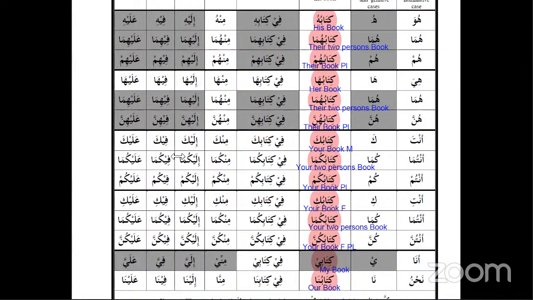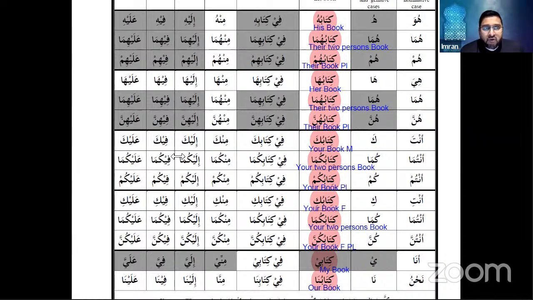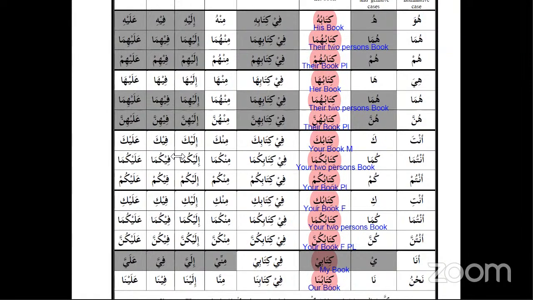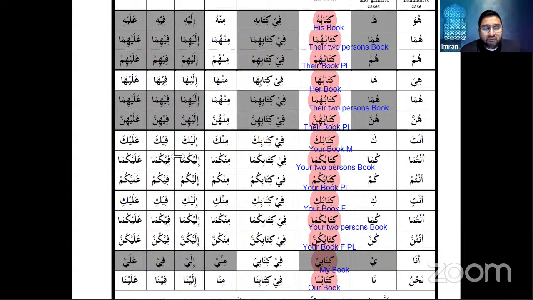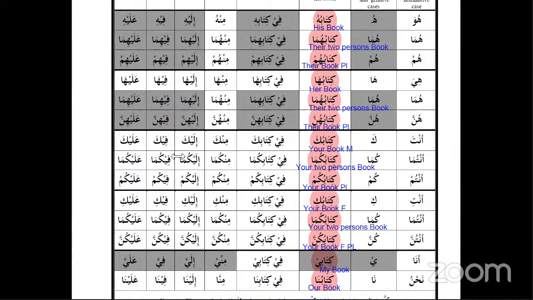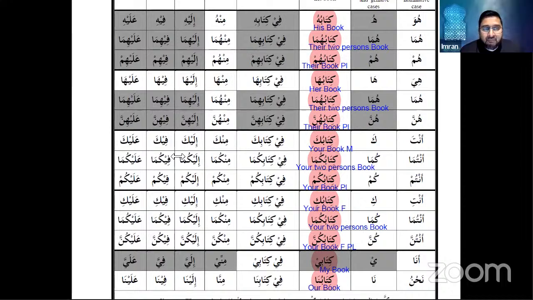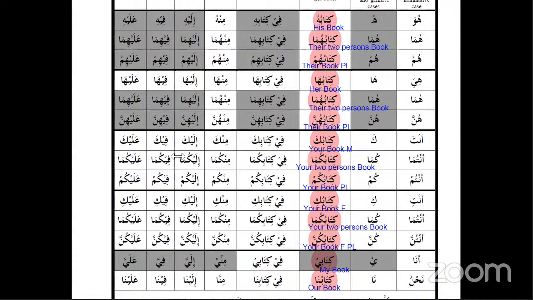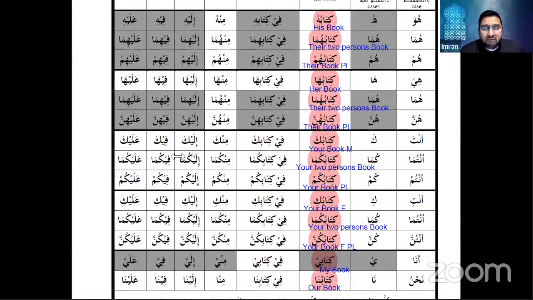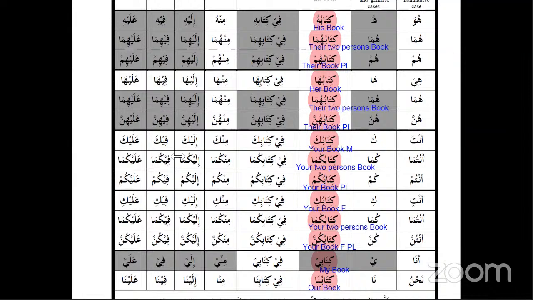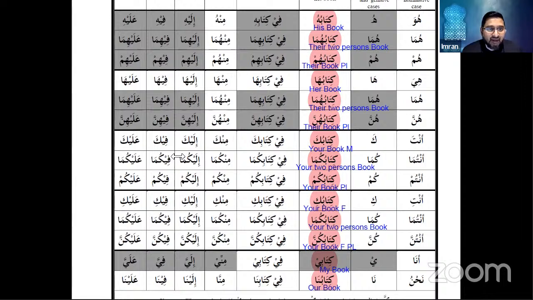Can you choose the next student to come on the mic? Sister Parveen. Thank you, Sister Gulshan. How do you say my book? Kitabi. How do you say his book? Kitabuhu. How do you say their book, all female? Kitabuhunna. How do you say your book, all female? Kitabukunna. Excellent. Your book, all masculine. Kitabukum. Excellent. Brilliant.